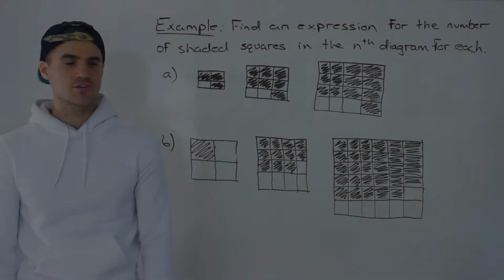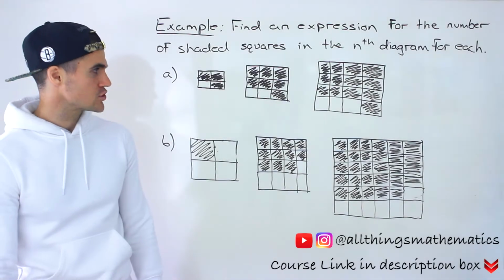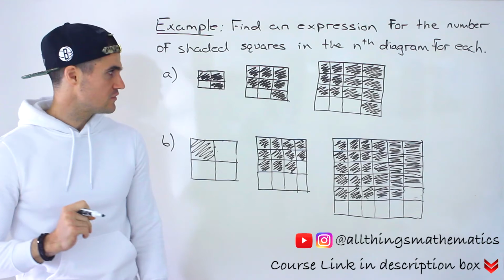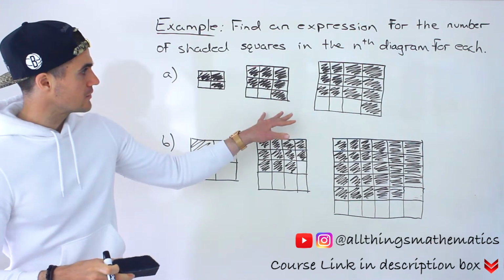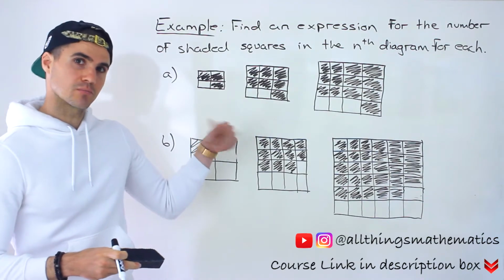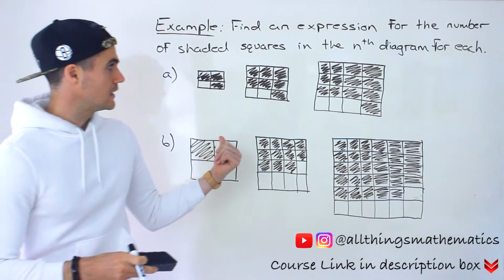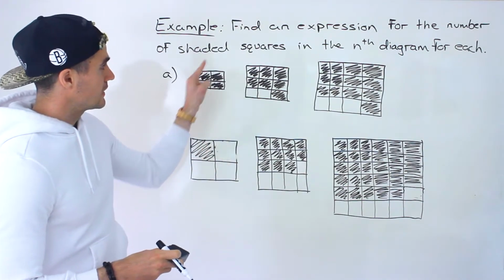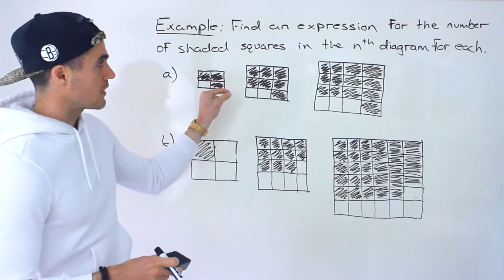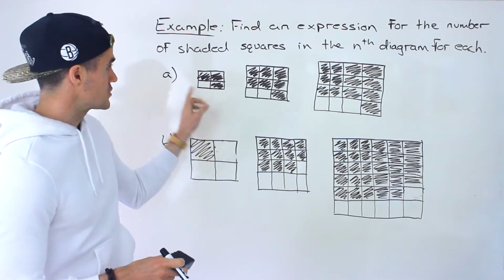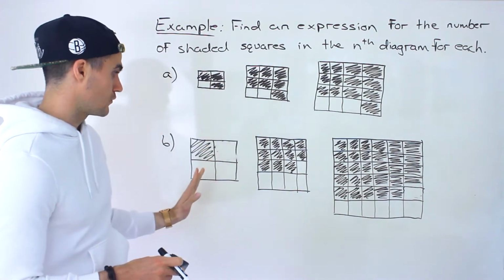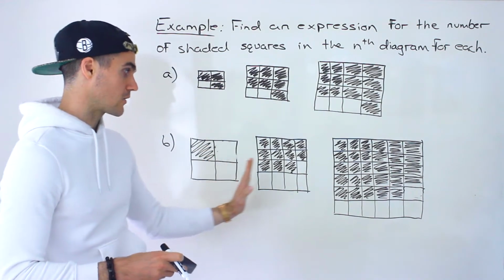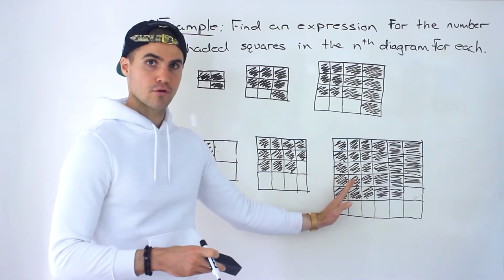Welcome back everyone, Patrick here, moving on to another question very similar to the previous question, where what we have to do is take these patterns here. Notice in this case there's two, in the previous one there was only one. What we have to do is find an expression for the number of shaded squares in the nth diagram. So for this first pattern, this is the first diagram, second, third. For the second pattern, first diagram, second, third.